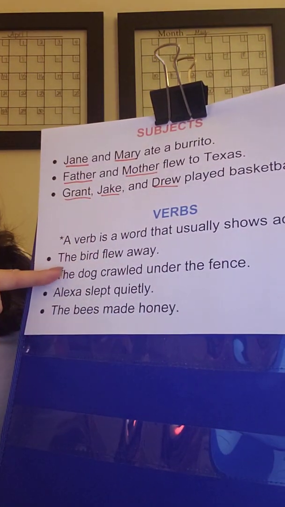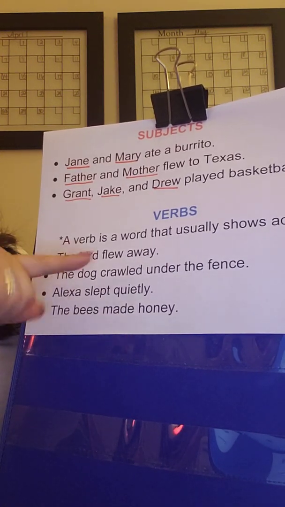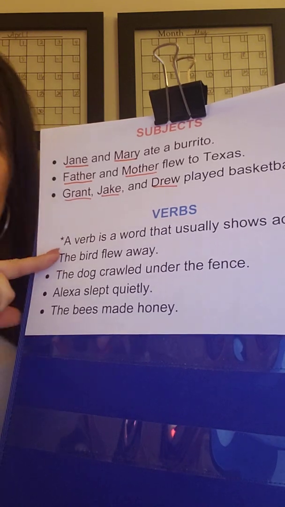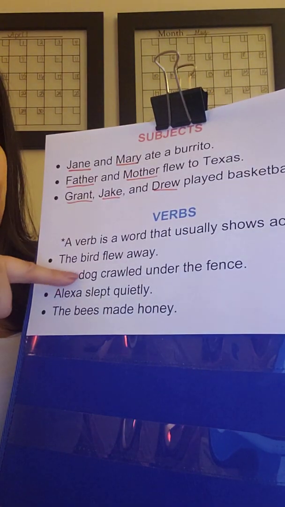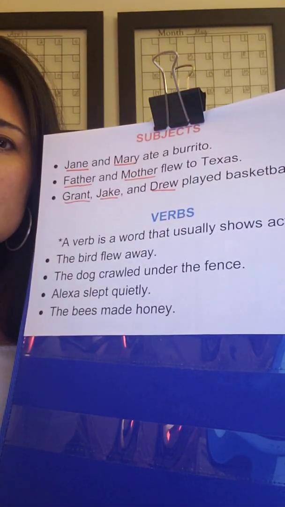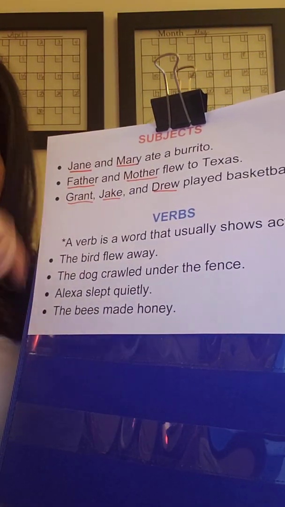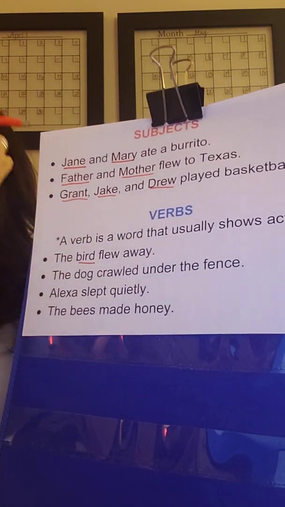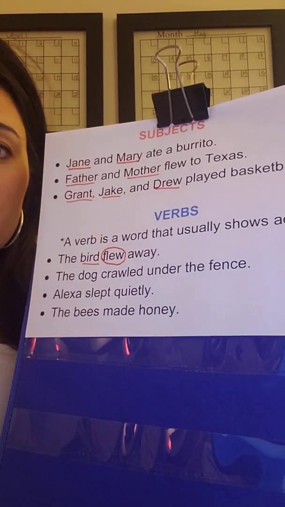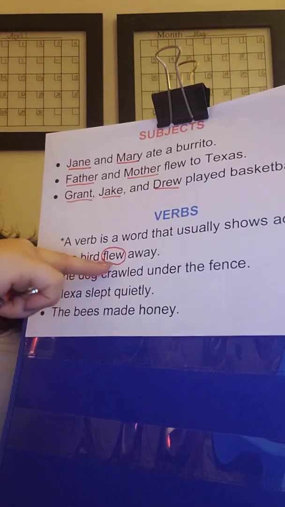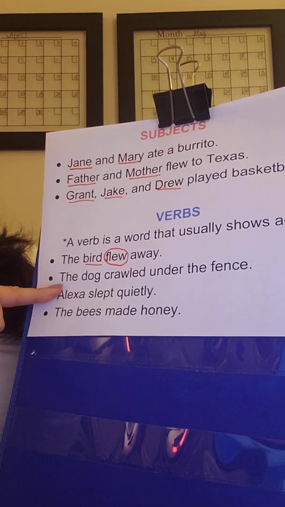Now let's look down here at verbs. A verb is usually a word that shows action. The bird flew away. Well, a key tip, a clue to find a verb, would be first to ask yourself, who is this sentence about? Who is this sentence about? The bird flew away. It is about bird. What is that bird doing? Flying away. So the verb in the sentence would be flew, because the bird is flying.